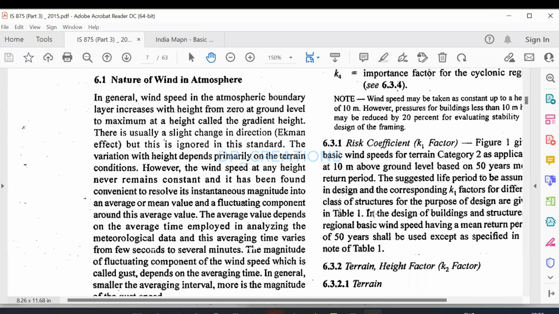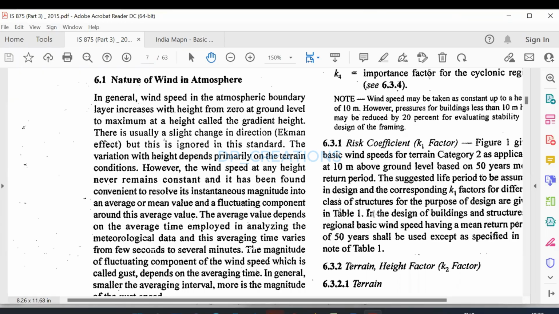However, the wind speed at any height never remains constant, and it has been found convenient to resolve its instantaneous magnitude into an average or mean value and a fluctuating component around its average value. The average value depends on the averaging time employed in analyzing the meteorological data, and this averaging time varies from a few seconds to several minutes.